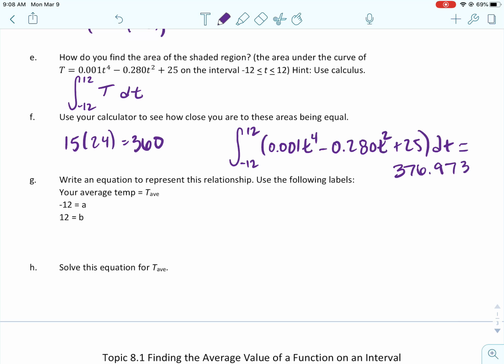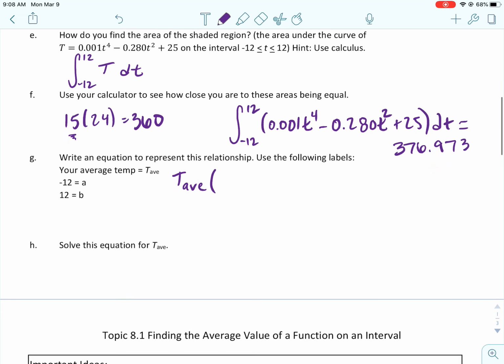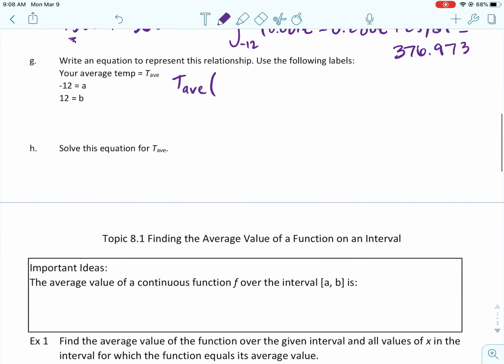All right, and then for G, I wanted you to write an equation. So those areas should have been equal if I drew the perfect rectangle. So I wanted you to write that your temperature was T average, and then multiply that by how you got 24. So how did we get 24? Right. And then that should have equaled the integral from a to b of the function t dt. That's what I wanted you guys to do for G.